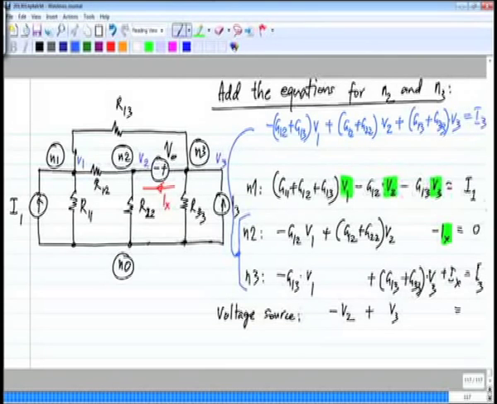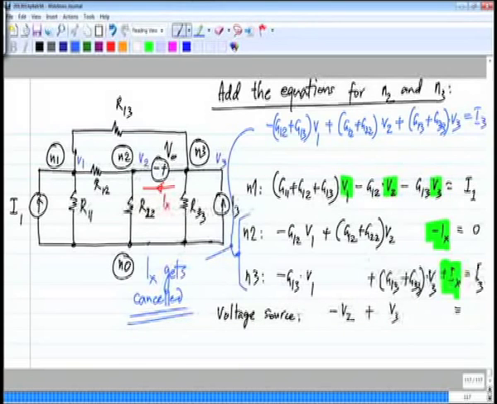So the important point is when I add this plus IX here, the minus IX here cancels with the plus IX there. Because I have taken the two nodes between which the voltage source is connected, one of them will have plus IX, the other one will have minus IX, so they will cancel. So that is the important part.